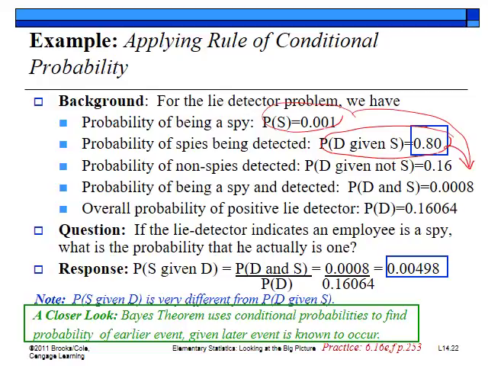This is an exercise in what's called Bayesian probabilities, because Bayes' theorem uses these conditional probabilities to find the probability of an earlier event given what happens later on.